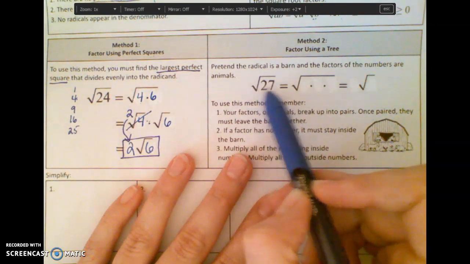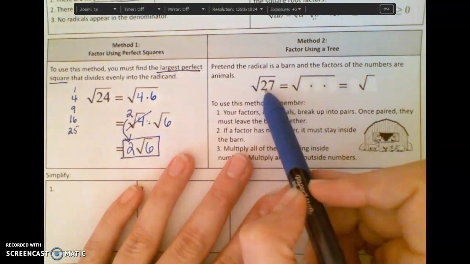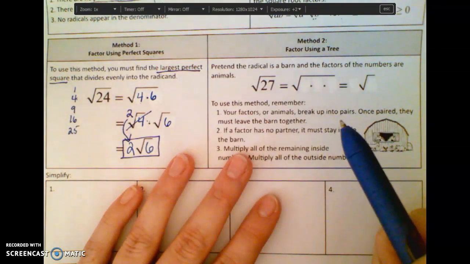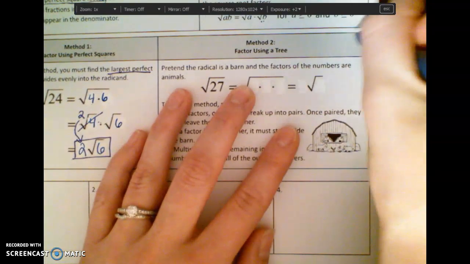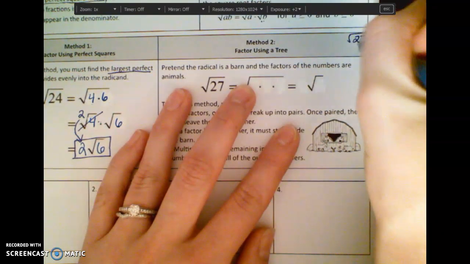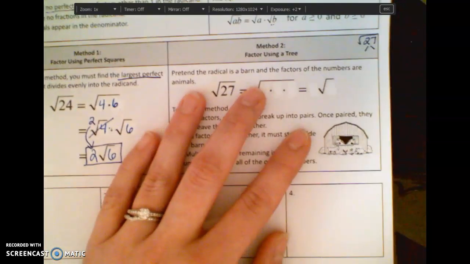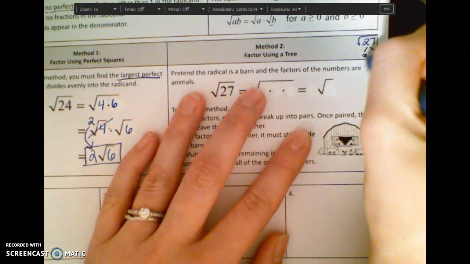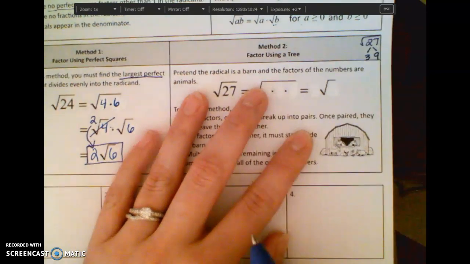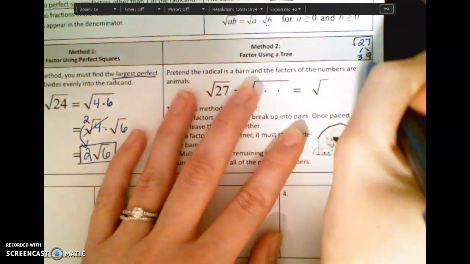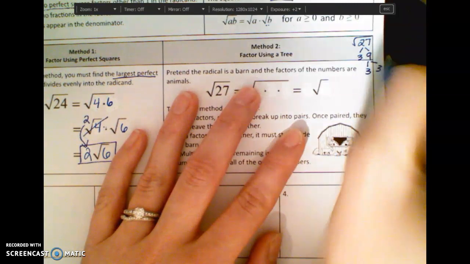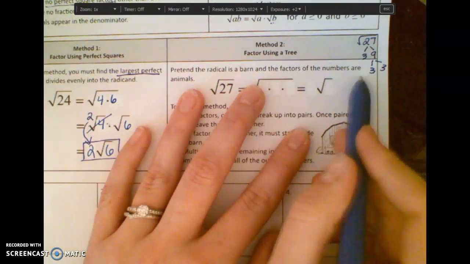Well, inside our barn right now we have 27, and what we actually want to do is find the factors of that. So I'm going to come up here to the side and make a little factor tree for 27. Well, how can I divide up 27? What times what is 27? Well, I know that 3 times 9 is 27. Well, what about 9? 9 can go down to 3 and 3. So now we've gone down to all of our prime factors.